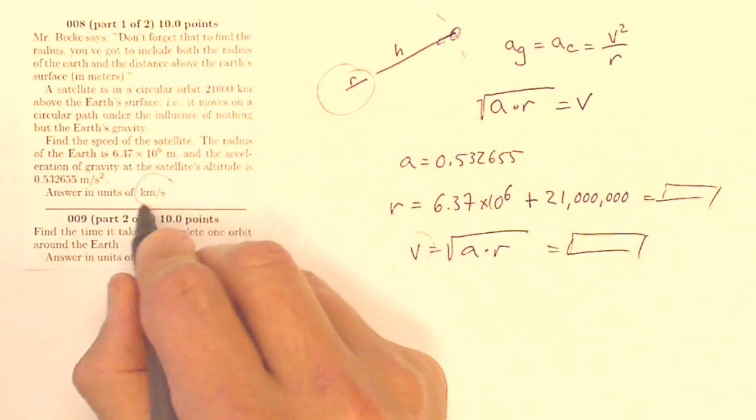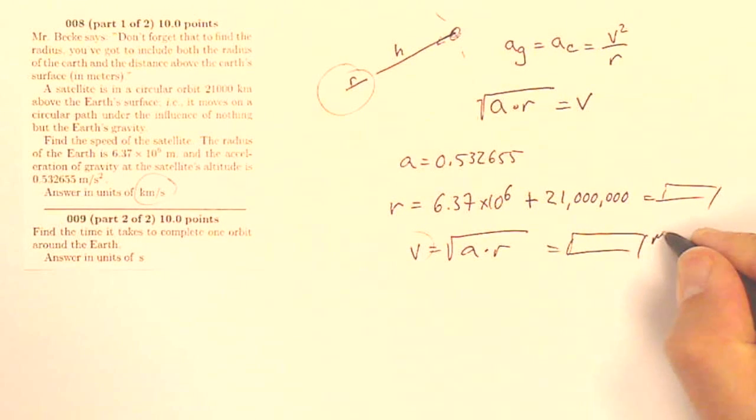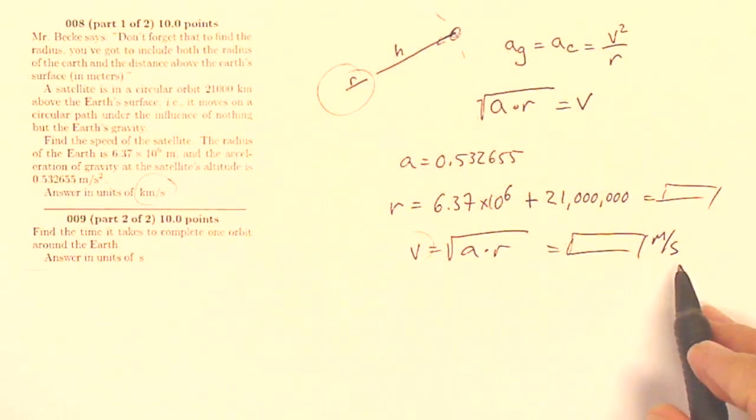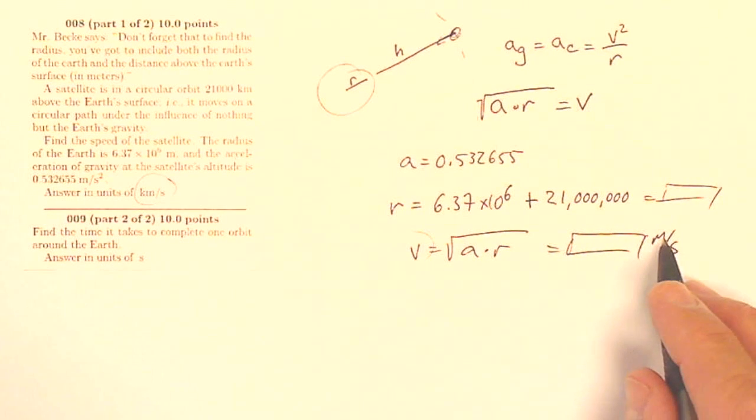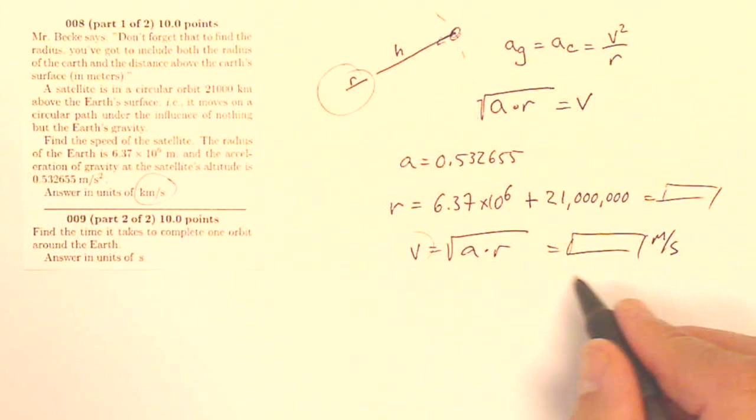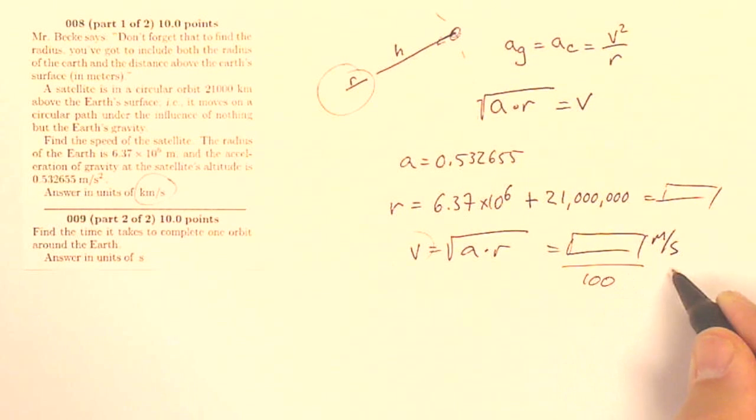Oh, but careful, it says answer in units of kilometers per second. This will give you meters per second. So how do I get kilometers per second out of that? Well, if it goes this many meters, it's going to go 1/1000th as many kilometers. So if you divide by 1,000, that's going to give you kilometers per second.